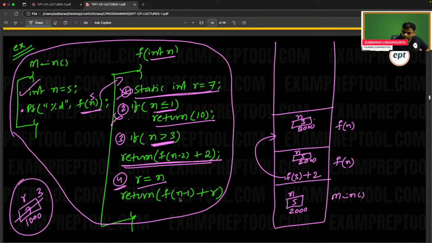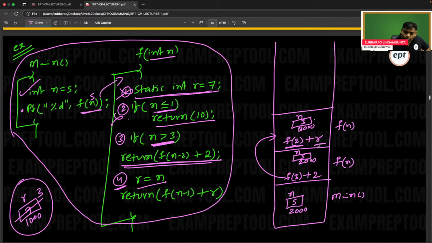Then return f of n minus 1. See this one? F of n is 3, 3 minus 1 means 2. F of 2 plus r. Listen, don't write r value. F of 2 plus r. Remember, this has to be over, then only I can go here.